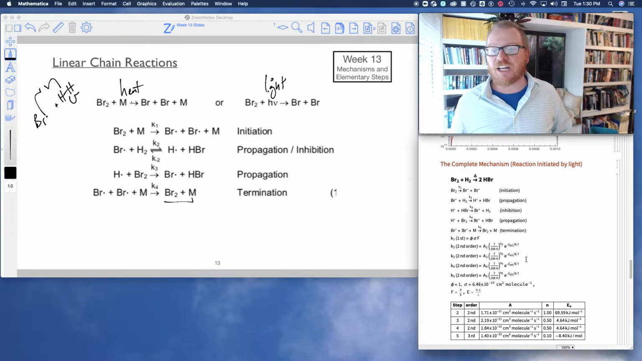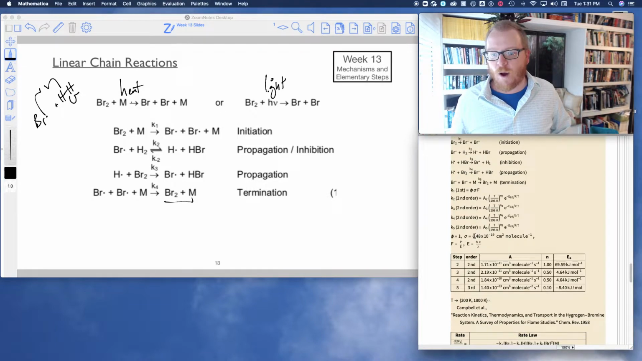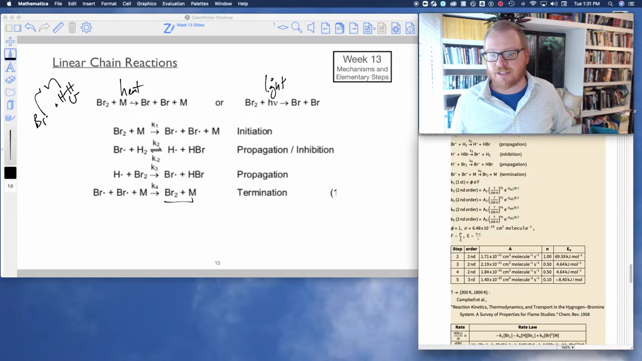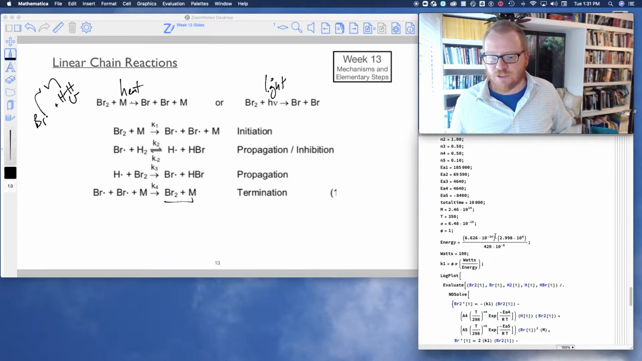The only thing I changed in this mechanism is I dropped the Br2 plus M and just made it Br2 plus h nu. And then here my k1 is just phi times sigma times F. I assume my phi to be 1. There's my sigma, my cross section. And I said flux is power divided by energy, where energy is hc over lambda. Okay, so I solve all those problems.